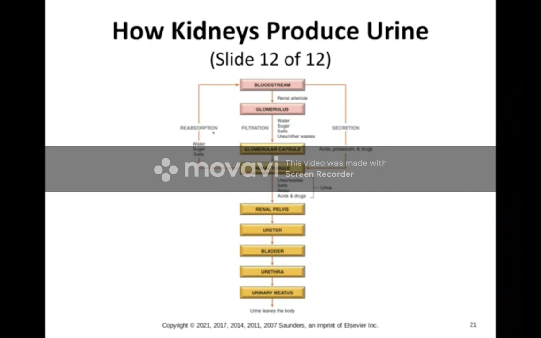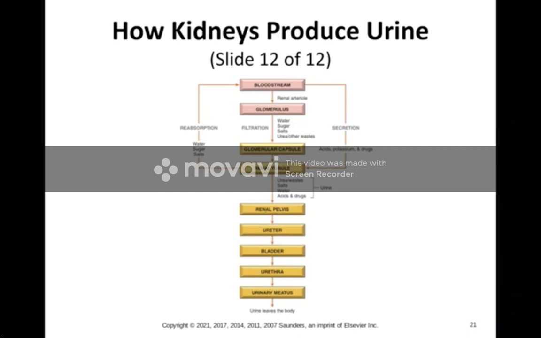So this is kind of a never-ending feedback loop here, where you have the bloodstream through the renal arteriole to the glomerulus, filtration process into the glomerular capsule, and then the renal tubule. And from here, there's reabsorption of necessary water, sugar, and salts back into the bloodstream, as well as secretion of acids, potassiums, and drugs and other substances into the renal tubule.